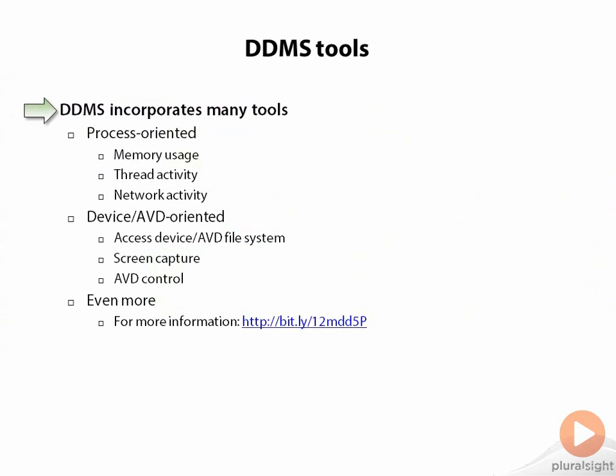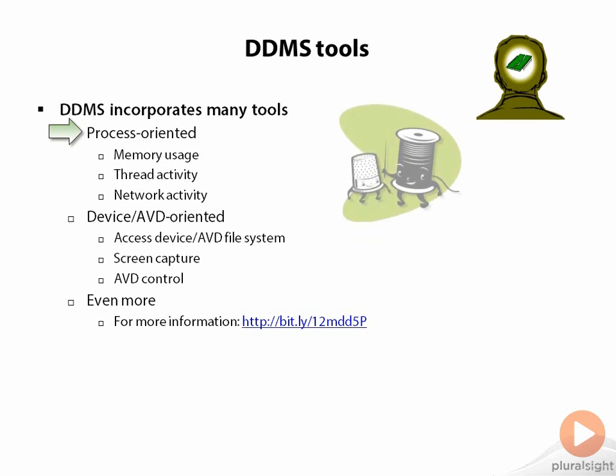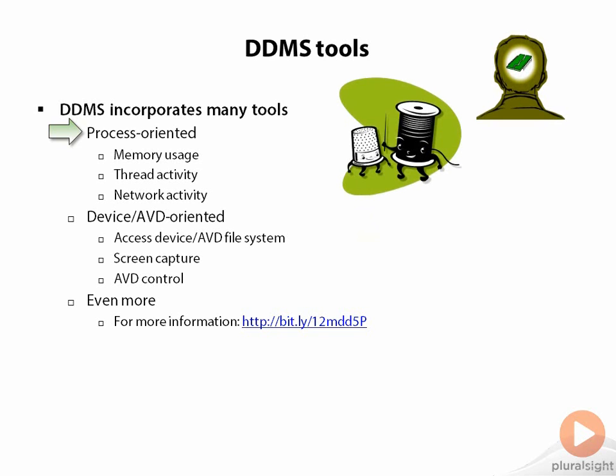With all that in mind, we can now look at the individual tools that are available to us within DDMS. The first tools we'll look at are the process-oriented tools, the tools that tell us what's going on inside of an individual process or effectively an app. There are tools that let us see the memory usage, the kind of memory consumption our app is experiencing. There are tools that will let us see the individual thread activity, including the call stacks for each thread. There are tools that allow us to see the network activity for each individual app. In mobile devices, that's obviously very important because we rely on our communications a great deal.